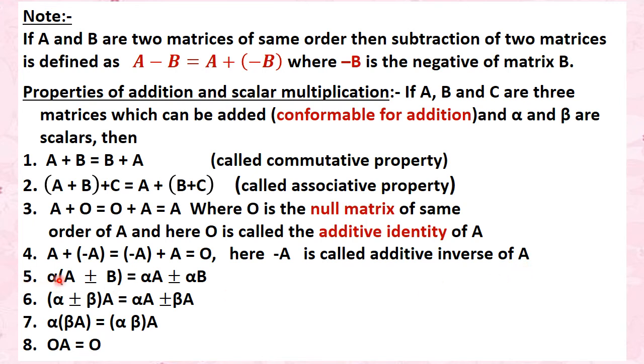Next one, alpha times (A plus or minus B) is equal to alpha times A plus or minus alpha times B. Here both addition and subtraction satisfy these properties, so I combined both addition and subtraction this way. And (alpha plus or minus beta) times the matrix A is equal to alpha times A plus or minus beta times A. Now, alpha times (beta times A) is equal to (alpha beta) times A, because alpha and beta are scalars, so you can multiply the scalars first and then multiply with the matrix A. And O times A, the null matrix times the matrix A, is always a null matrix.